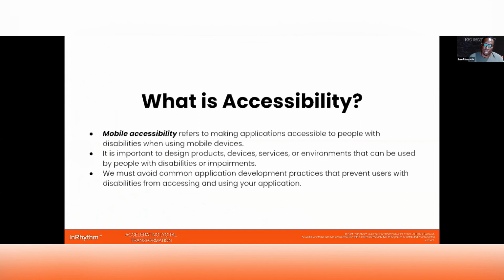Accessibility refers to making applications accessible to people with disabilities when using mobile devices. So anybody with disabilities should be able to use our application. It's important to design products, devices, services, environments that can be used by people with disabilities or impairments. And also, we should avoid common practices that will prevent users with disabilities from using the app. So that's generally what we're talking about here. We want to make our app accessible for users with any type of disability.